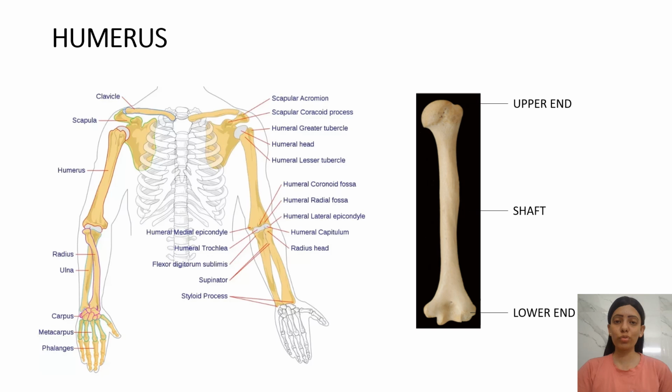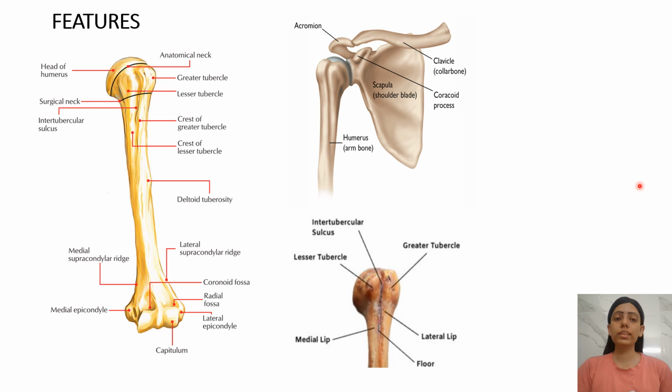Today we are going to focus on the upper limb bone, the humerus. Let's take a glance over the upper limb bones such as clavicle, scapula, humerus, radius, ulna, carpus, metacarpus, and phalanges. The humerus is a long bone which has an upper end, shaft, and lower end. Now let's study about the humerus.